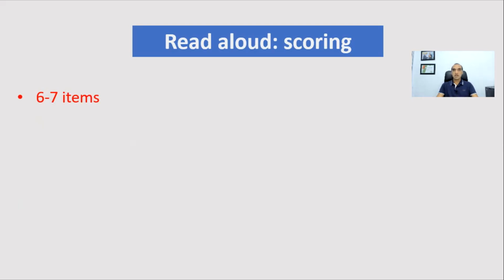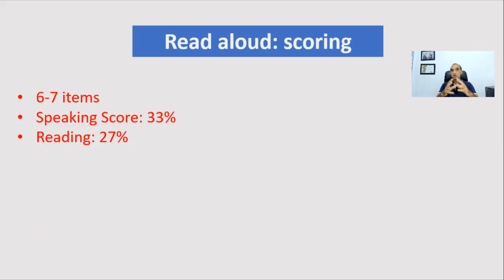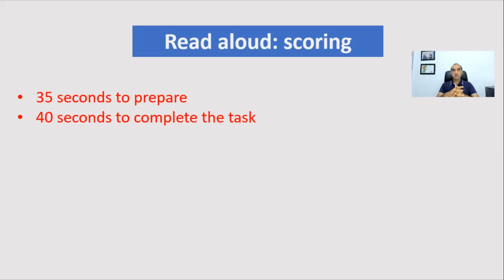You will get about 6 to 7 items in total, and the score that it will affect for speaking is 33%, and for reading you'll get 27% for this task. So this task affects your speaking as well as reading sections. Then you get 35 seconds to prepare yourself and then 40 seconds to complete the task.